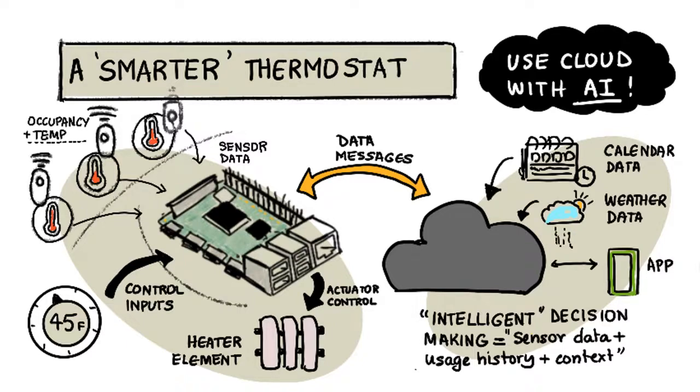I've got a mobile app, and in my mobile app, I can control it. I can say I want a temperature of 20 degrees Celsius, for example. My mobile app doesn't talk to my thermostat. My mobile app talks to the cloud, which talks to the thermostat. So I can use my app via the cloud to make decisions.